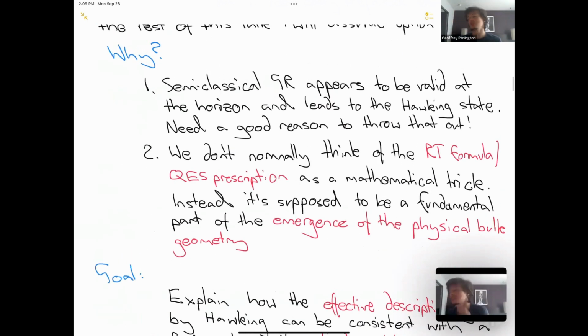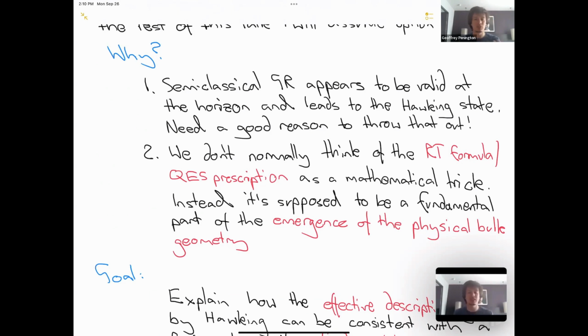And there's two reasons for doing that that I think are justified, even if they're not conclusive in making us believe that it's really definitively right. The first is the original reason, going back to Hawking arguing for information loss, that semi-classical general relativity seems like it should be valid at the horizon. And semi-classical general relativity says that the state of the horizon should be the Hawking state. And so it seems like we need some pretty good reason to throw that out.